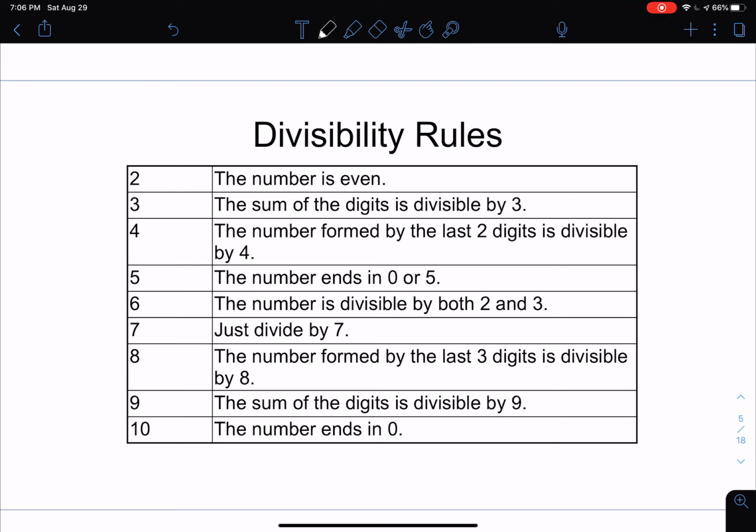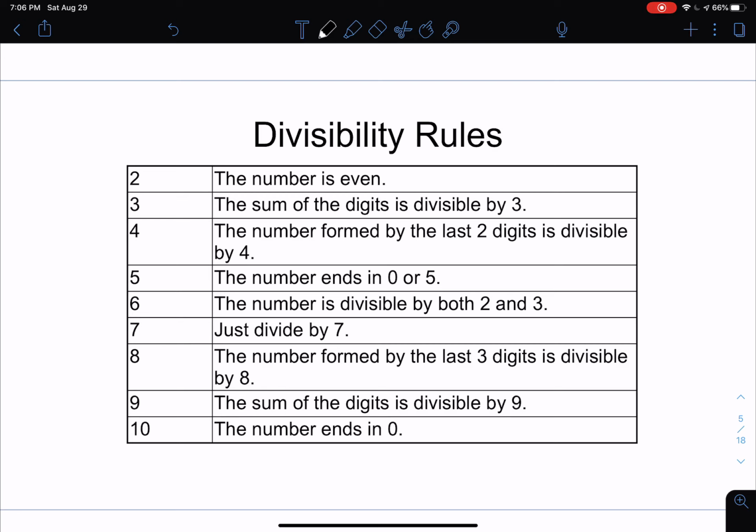8, if the number's big enough, look at the last 3 digits. If the number formed by those last 3 digits is divisible by 8, then 8 goes into the whole thing. Not much use if the number is only 2 or 3 digits long, though. So just divide by 8 and see what happens.